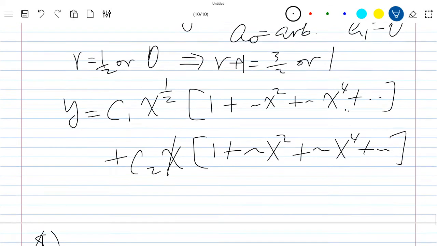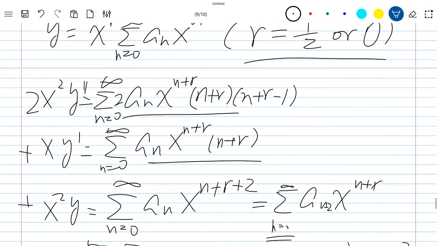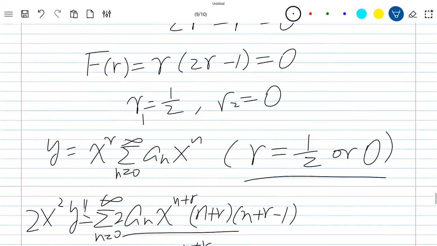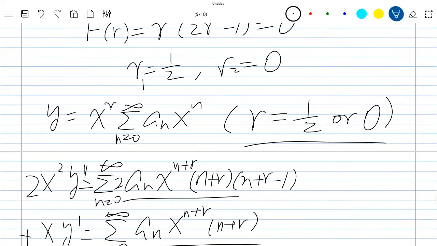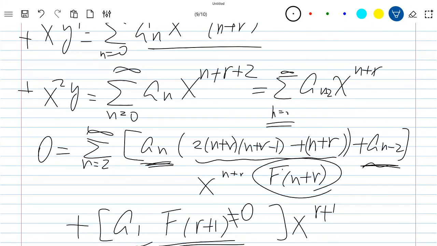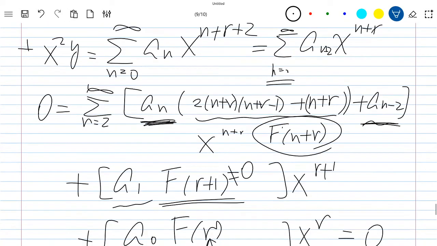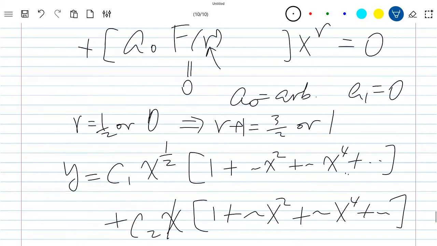And I just want to tell you that I didn't show an example where r1 minus r2 is an integer, but as I explained earlier, if that happens, then you will have this f of n plus r happen to be 0 for a positive n, then you will run into trouble because you cannot determine a n anymore. So that means our solution wouldn't work, and then we will simply just ignore that.